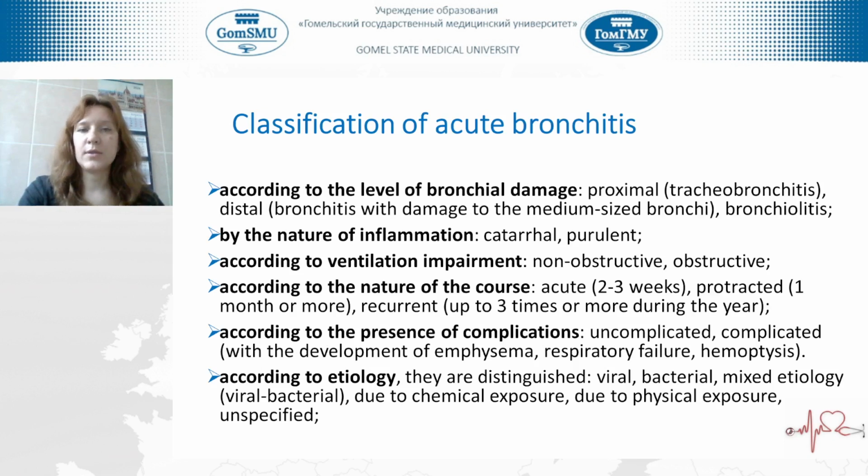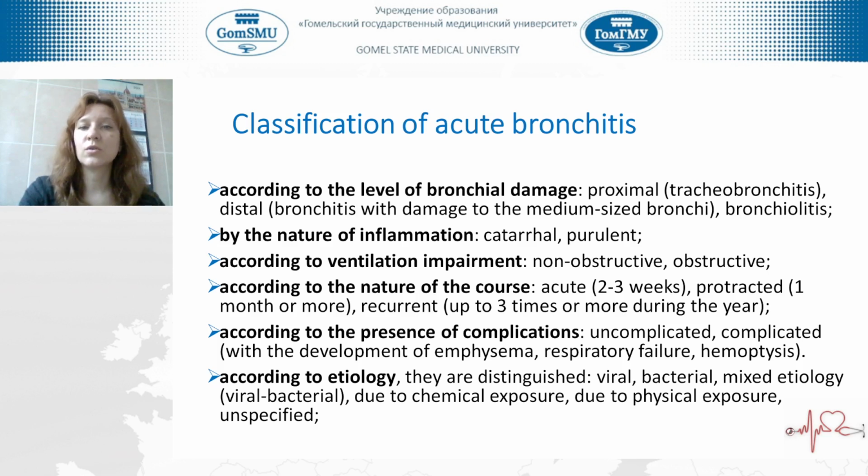Classification of acute bronchitis. It can be classified according to the level of bronchial damage. It can be proximal, distal, or bronchiolitis. Bronchiolitis is more specific for children. By the nature of inflammation, it can be catarrhal or purulent. According to ventilation impairment, it can be non-obstructive or obstructive.